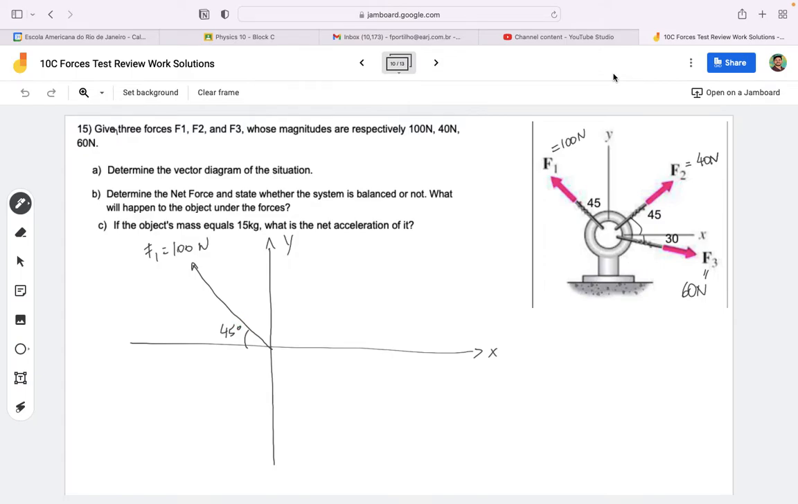Then F2 also making a 45-degree angle relative to the x-axis. So F2, 40 newtons. And then F3 making a 30-degree angle relative to the x-axis.